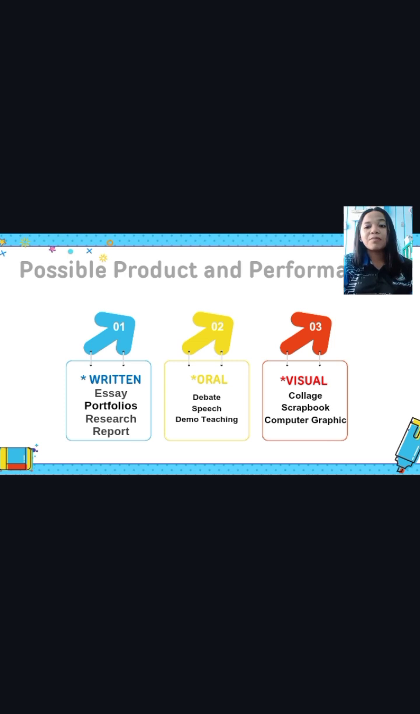So there are three possible products and performances. These are written, oral, and visual. Written comprises essay, portfolios, and research report. We all know what essay, portfolios, and research report are. Oral includes debate, speech, and demo teaching. We also did this last semester. Visual includes collage, scrapbook, and computer graphic.